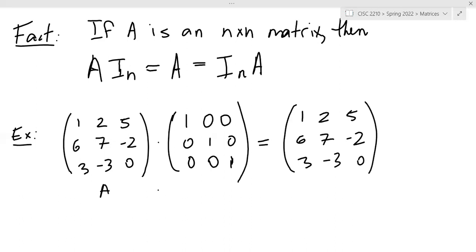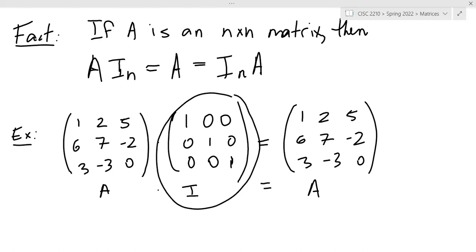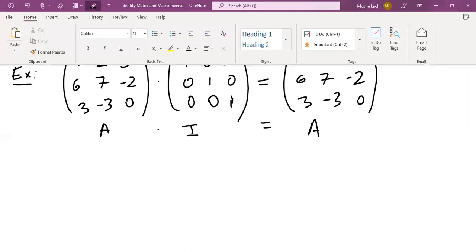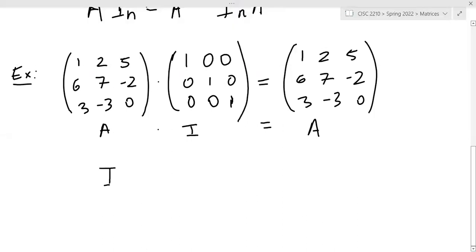What do we see here? A times I is equal to A. So in other words, this matrix is the identity. And it also works in the opposite order. If I do the identity times A, we'll get A as well. You can verify that.